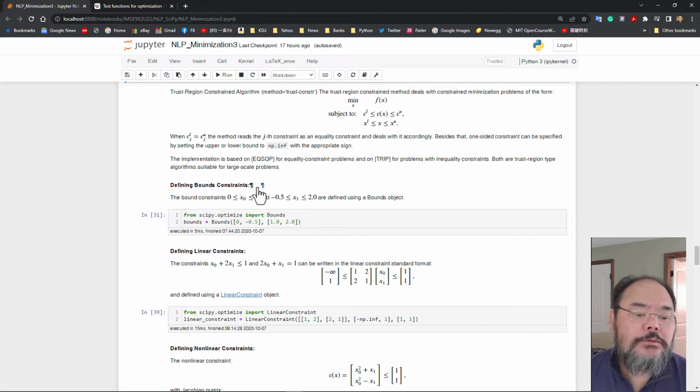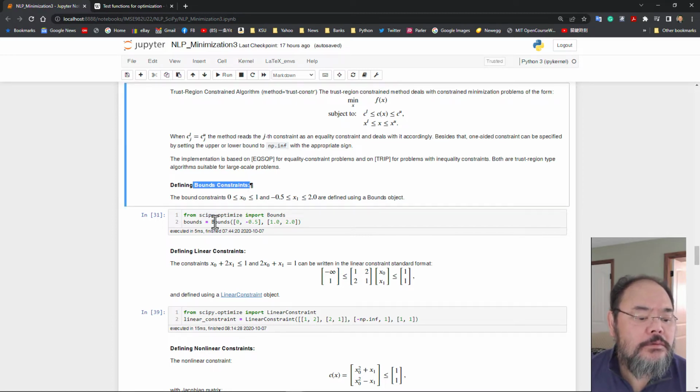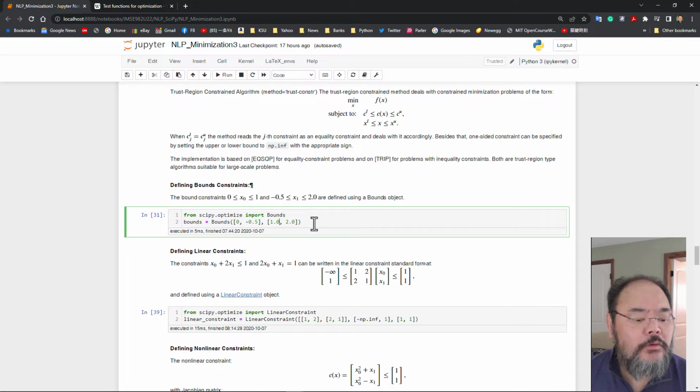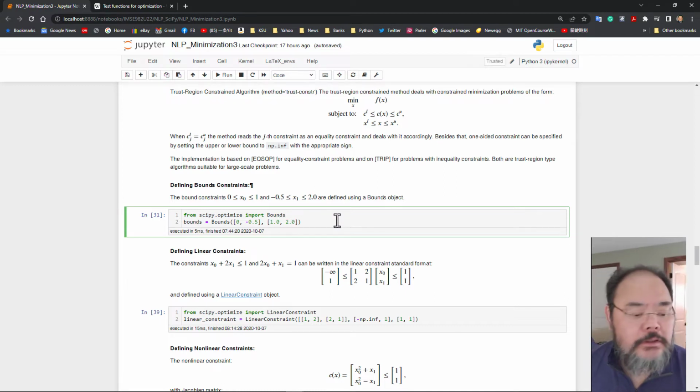First we introduce how to define bounds on the variables: import from SciPy.optimize the so-called Bounds. Bounds can be defined by this Bounds function with a couple of lists: a lower bound and an upper bound for each variable. If you have 5 variables, the first list, the lower bound, will have 5 elements, and the second, the upper bound, will also have 5 elements.